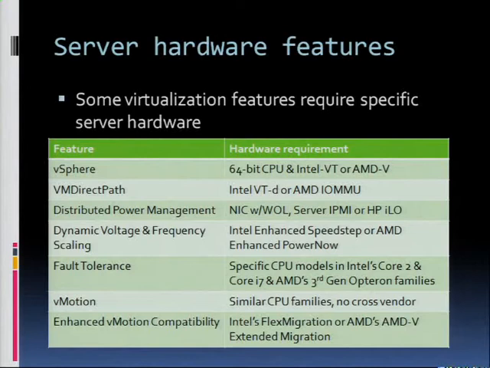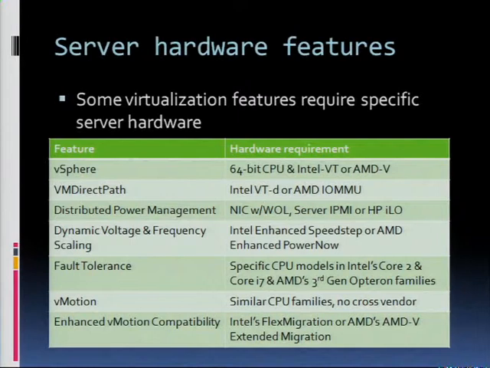VMDirectPath is a new feature that allows a VM to directly access hardware, and we'll talk about that in a little bit more detail. That requires some specific features, Intel VT-D or AMD IO-MMU. DPM is the technology that allows you to power off and on hosts as needed based on load. That requires NICs with wake on LAN technology. That's not actually the preferred method of using DPM, but it does work. The preferred method is server IPMI or HP iLO. It needs those features to be able to power hosts on and off as needed based on demand.